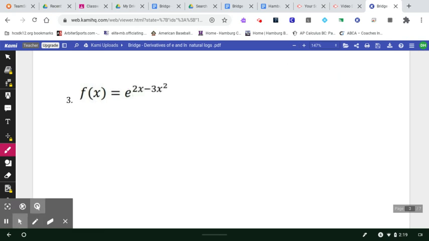So give number 3 a whirl. e to the 2x minus 3x squared. Pause it and give it a try.